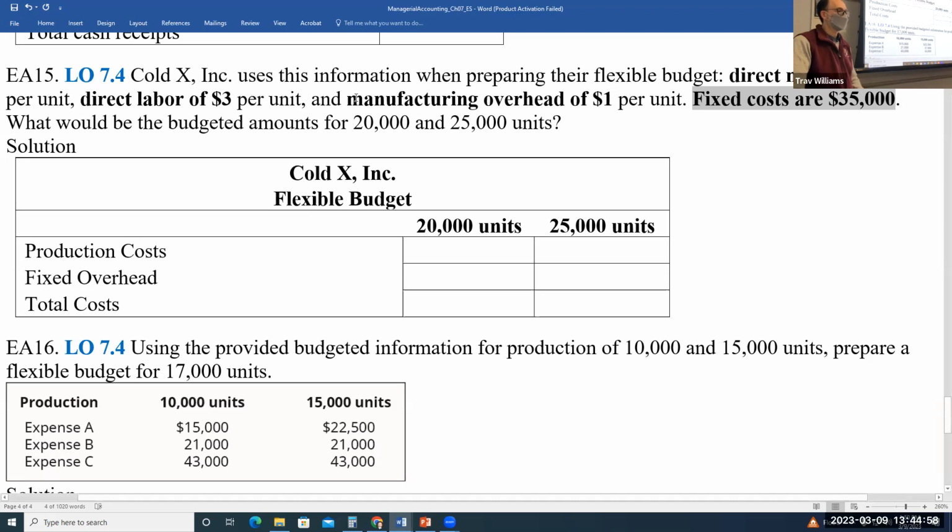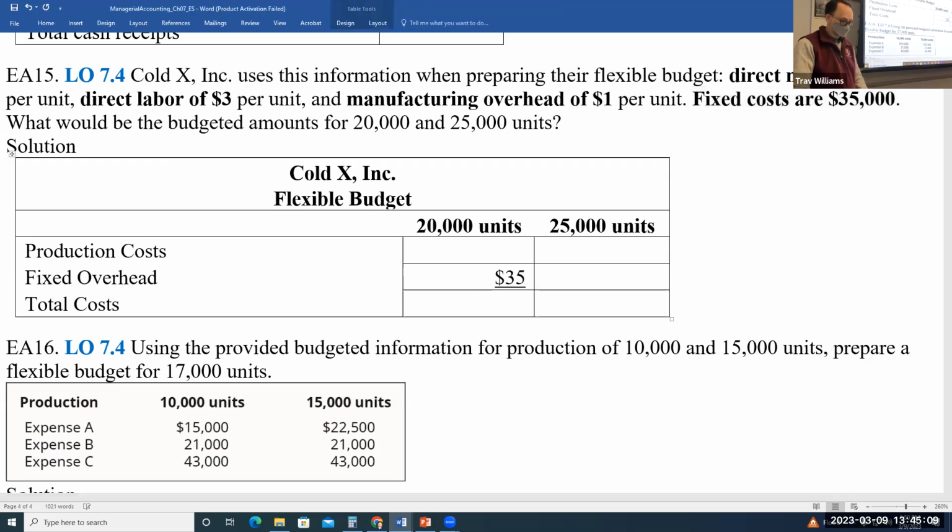Okay. Well, let's put in the fixed overhead first. It says fixed costs are $35,000, so that must be the fixed overhead they're talking about. And that would be the same under both scenarios, right? Because they're fixed costs. So how do we figure out our variable costs based on 20,000 units of production?